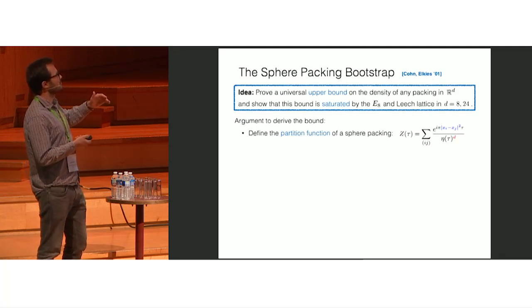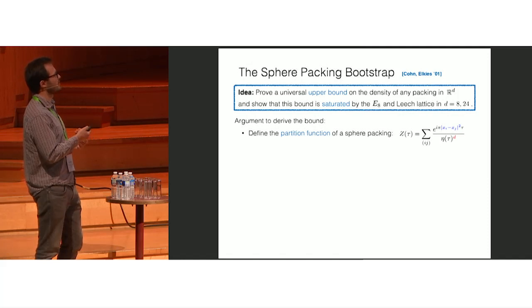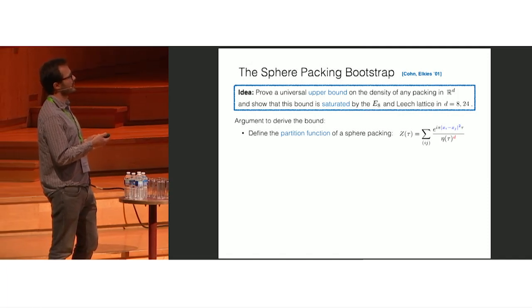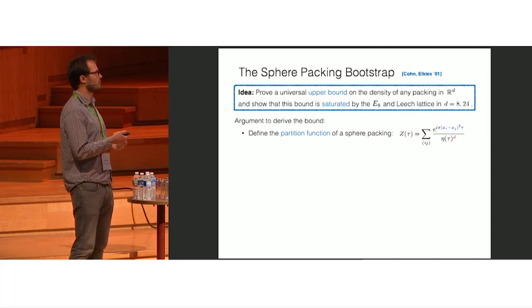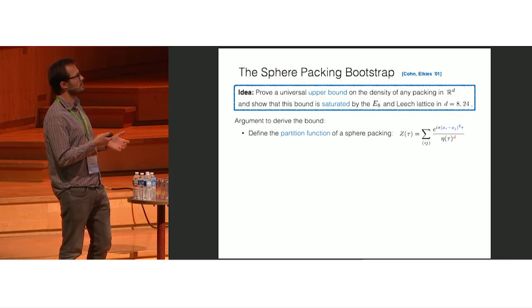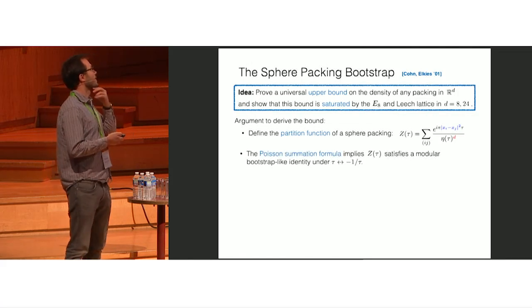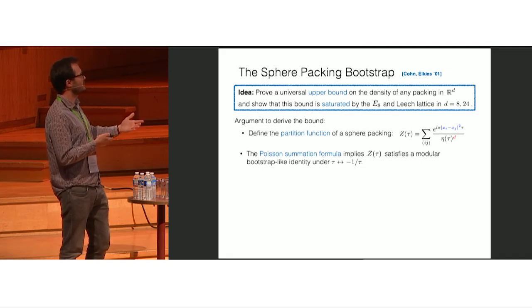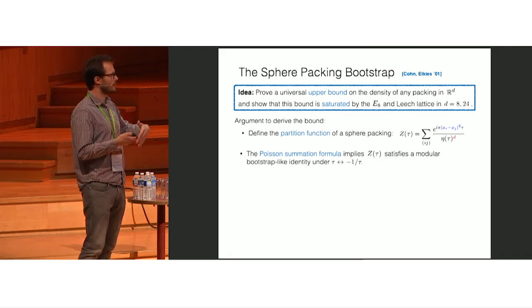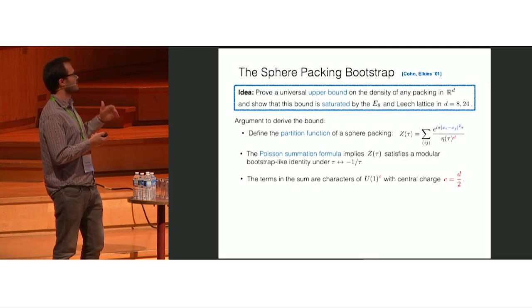Now here's a short condensed version of the argument. First of all, we can assign a partition function to a sphere packing. The partition function looks like that. It's a sum over all pairs of spheres in the packing. It depends on d over here in the power of the eta function, and this factor up is the distance between sphere centers. Now the Poisson summation formula implies that this partition function satisfies a modular bootstrap-like identity under the S transformation. So we can use modular bootstrap for that.